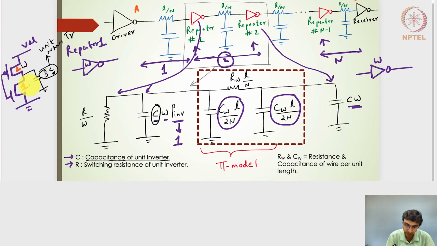If it is scaled by W times, then I will have 3C into W, I will have C into W. And then the parasitic factor, if it is 1, it will be C into W. If it is something else, it will be CW into rho inverter, the parasitic factor of the inverter.